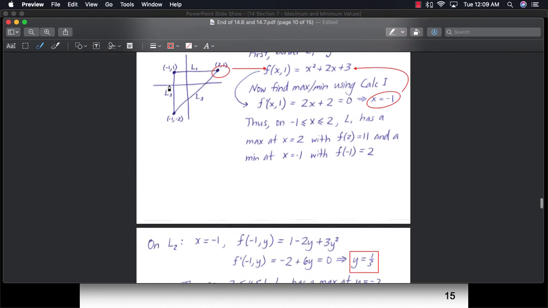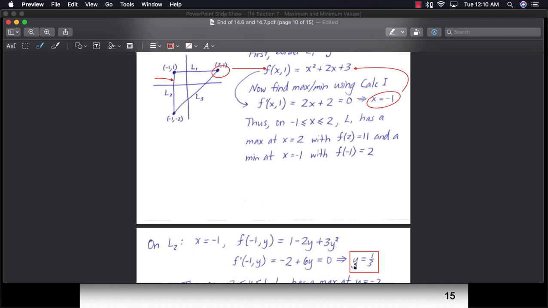If we take a look at the picture here, y equals 1/3 is like a point right here. It's like right here on the border. I think we all agree, yes? So it's in between the two endpoints. In the last example with L1, our critical point happened to be the endpoint up here. But in this case, our critical point is somewhere around here, where y is 1/3.